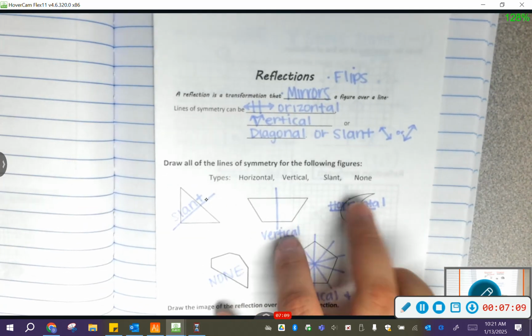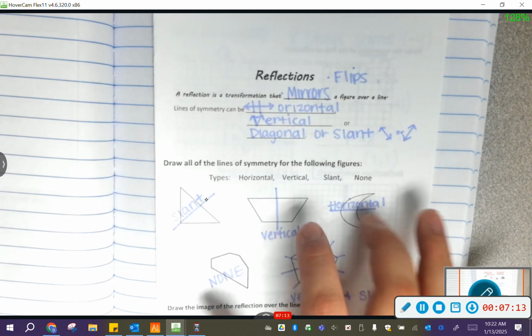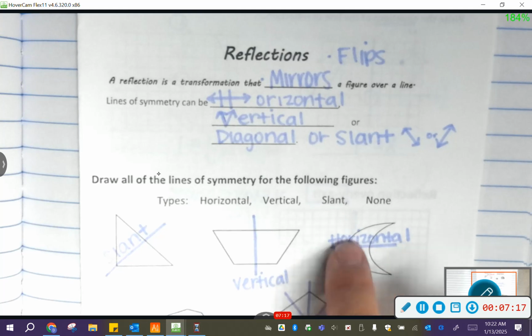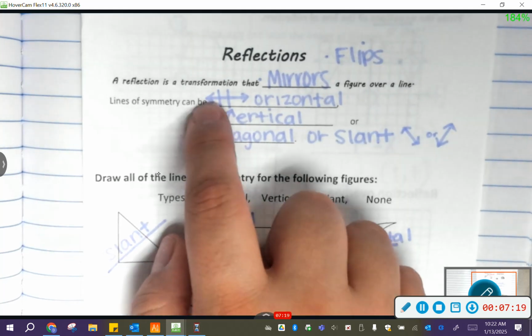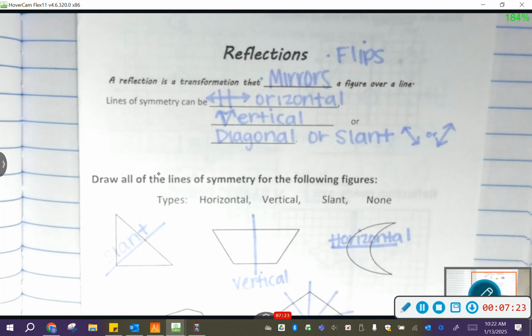Do you have horizontal and vertical written down? Do you know the difference between horizontal and vertical? Okay, remember horizontal goes left and right. That's why I did the H all dragged out. Vertical goes up and down.